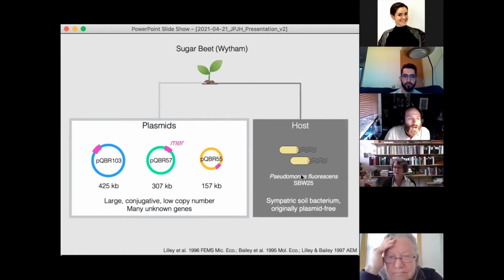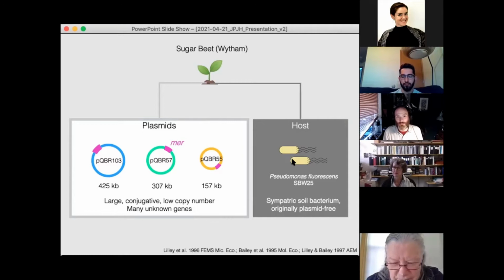Okay. The host that I work with in this kind of situation is a naturally occurring bacterium which came from the exact same site as the plasmids came from, but it's originally plasmid free. So this means that when these plasmids go into this host, this is a new association, but it's a natural association. It's one that we might expect to occur in the wild.